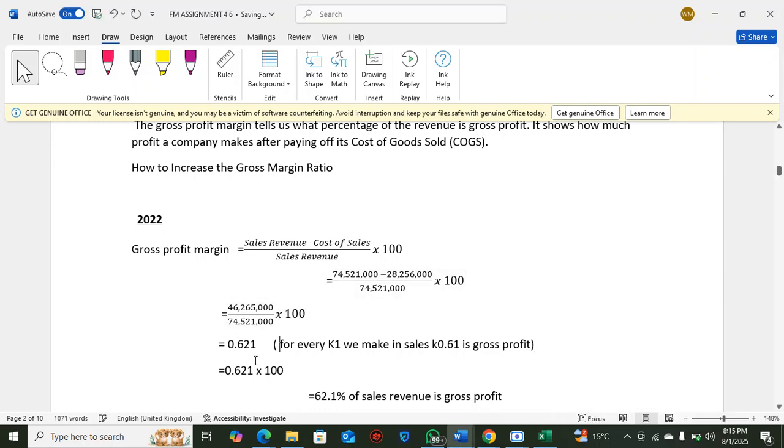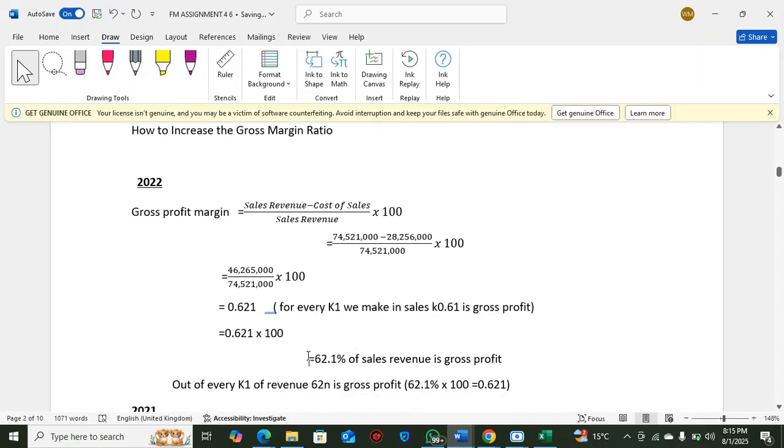If you want to convert it into a percentage, you just multiply it by 100, which gives 62.1%. So if we're interpreting it in percentage form, from our sales revenue of 74,521,000, 62.1% is gross profit. 62.1% of the sales revenue is gross profit. Any questions?